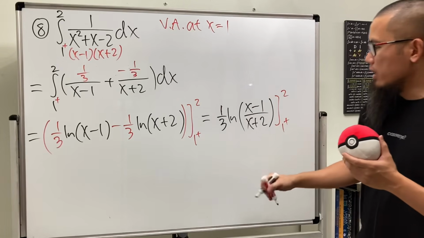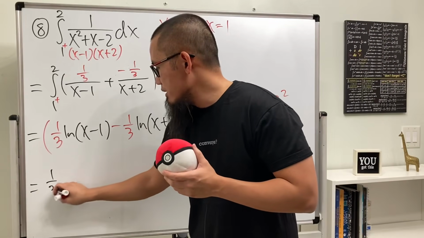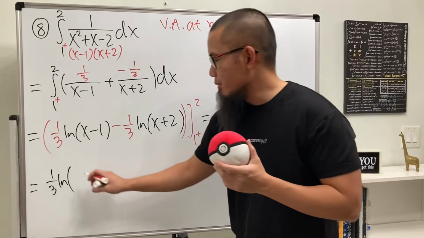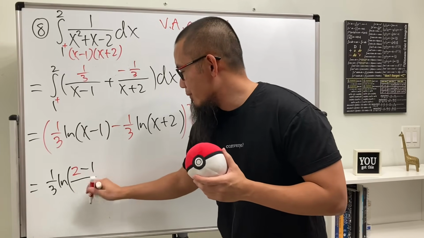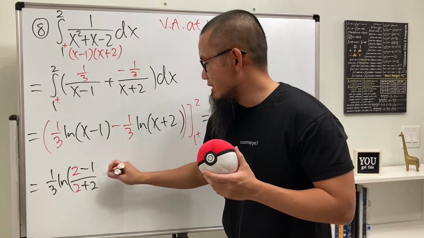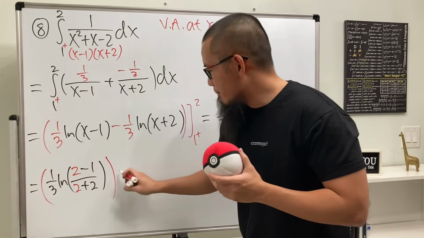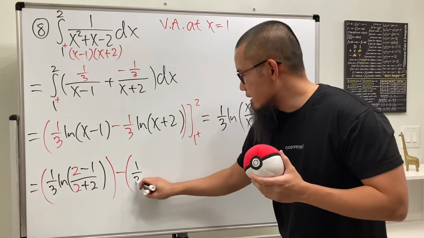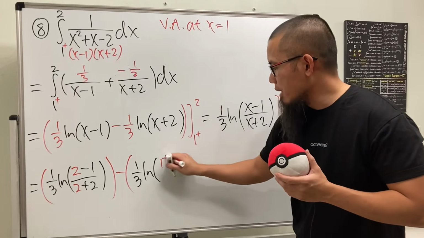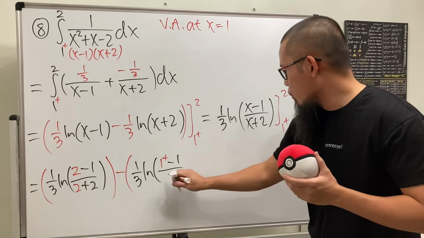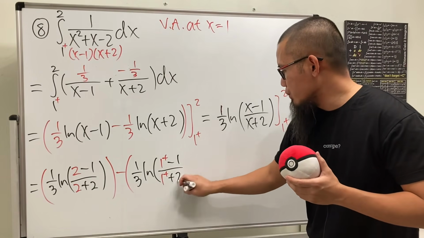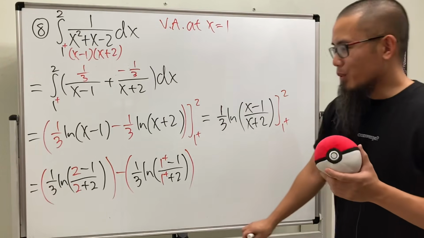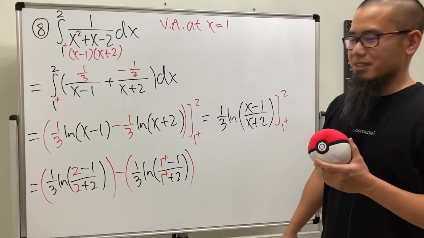All right, plugging in 2, we get the following. We get 1/3 ln parentheses 2 minus 1 over 2 plus 2, and then minus parentheses. Okay, plugging in 1 plus, we get 1/3 ln parentheses 1 plus minus 1 over 1 plus 2. Okay, whew, a lot of work. Yeah, I know. But you know what? This is finite. Let's take a look at what this is.